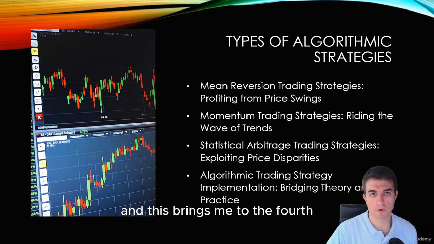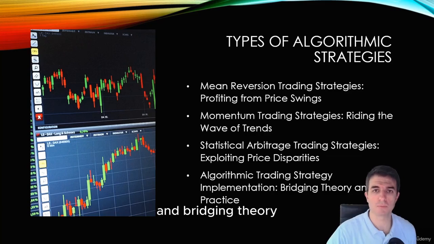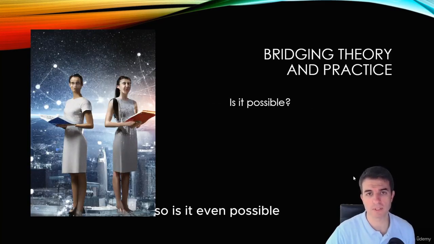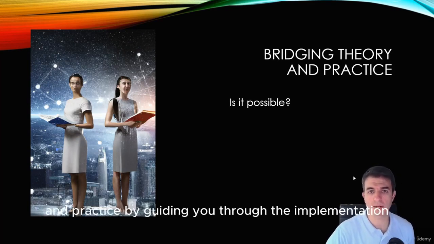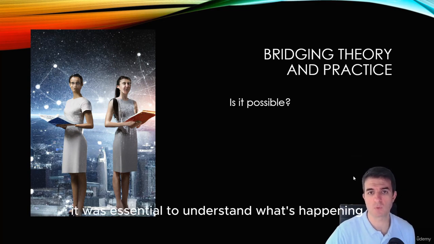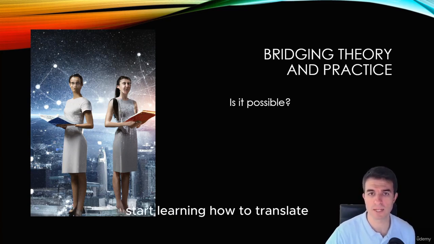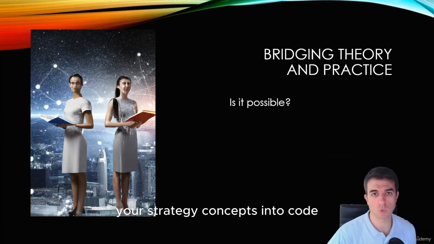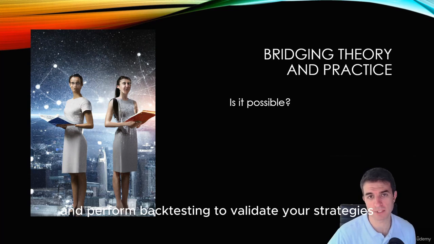And this brings me to the fourth point on this slide, which is algorithmic trading strategy implementation and bridging theory and practice. So is it even possible? In the next section, we will start bridging theory and practice by guiding you through the implementation of algorithmic trading strategies. So far we have seen a bit of theory. It was essential to understand what's happening on the market, or under the hood somehow. And now you will start learning how to translate your strategy concepts into code, automate trade execution, and perform backtesting to validate your strategy's effectiveness.